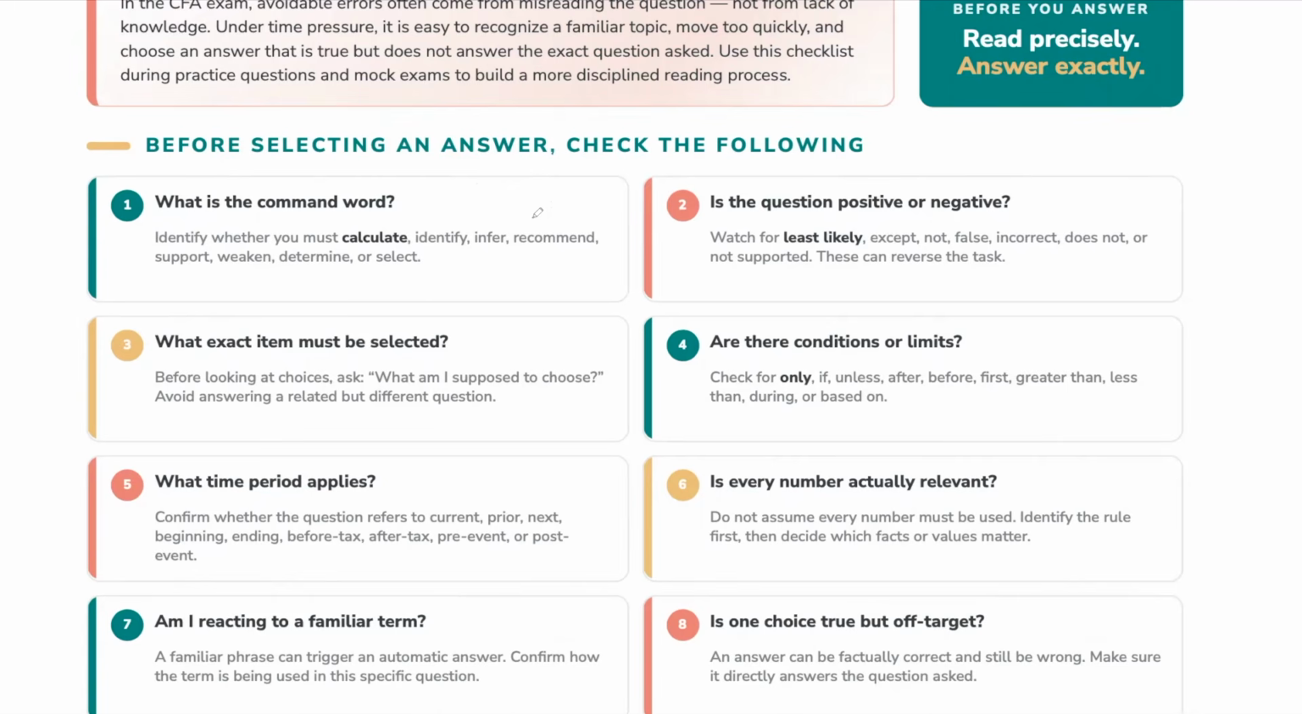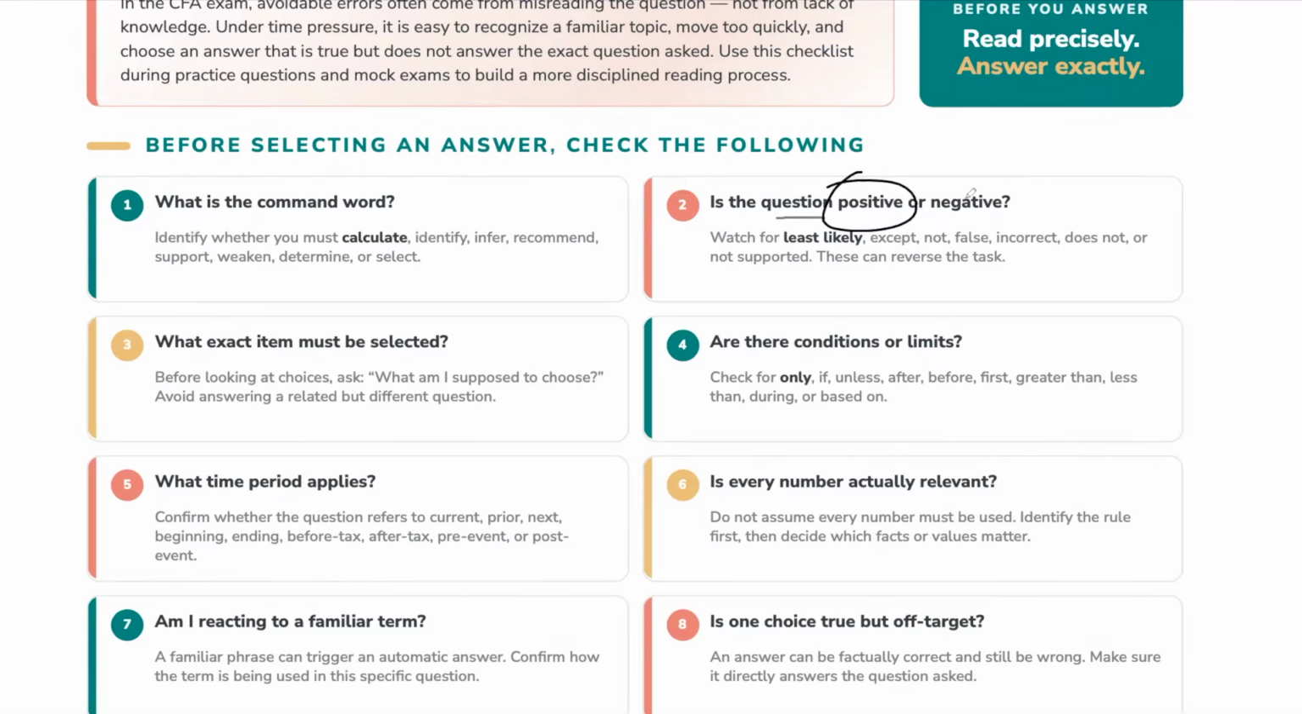So notice, we did not ask which statement is interesting. We did not ask which statement sounds finance related. We asked which one supports. In the exam, your first job is not to solve. Your first job is to understand what job the question gave you. Tiny point, big difference.